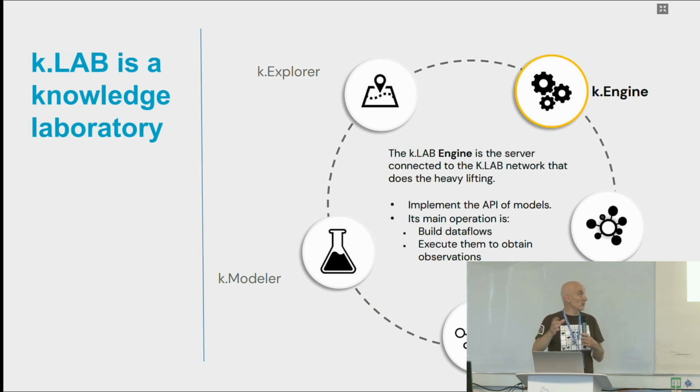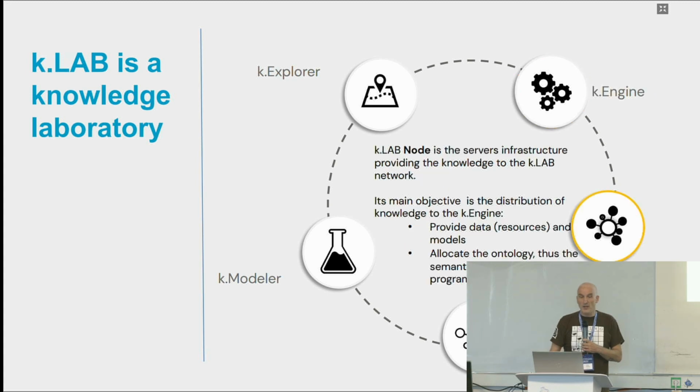Let's start with what the pieces are. The first thing is the k engine, and that's the part that does the heavy lifting. So it's a server instance that collects everything from the k.LAB network, from this server you see, and puts together a data flow that harvests and with machine reasoning puts together the proper resources and models to return the observation that was requested.